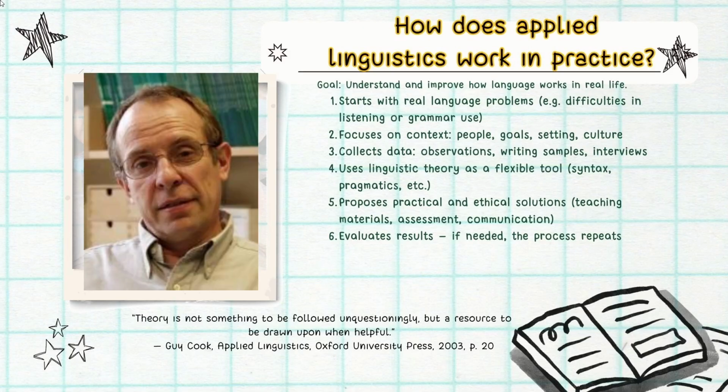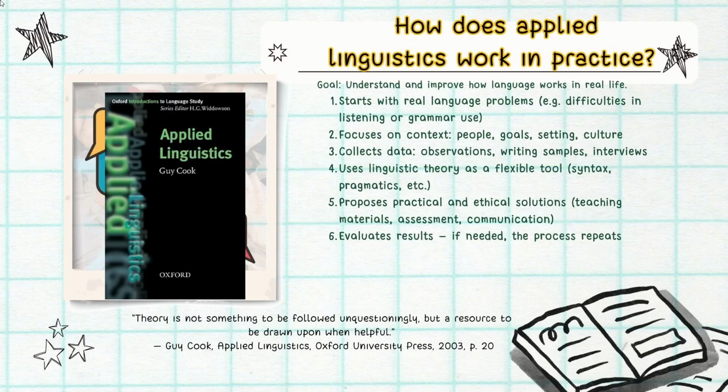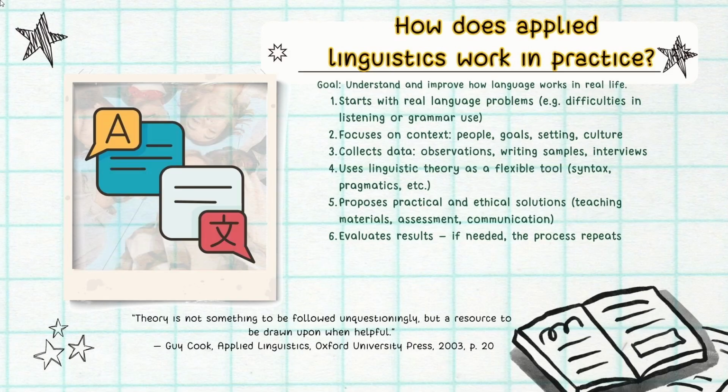Guy Cook, in his book from 2003, Applied Linguistics, emphasizes that the theories are tools, not fixed rules. So, depending on the issue, you might apply ideas from syntax, pragmatics, or discourse analysis. But theories can also be adapted, questioned, or reworked, whatever be the case. Then comes the solution. This could mean designing better teaching materials, adjusting assessment tools, or improving communication strategies. So, whatever be the case, the solution must be practical, ethical, and effective.